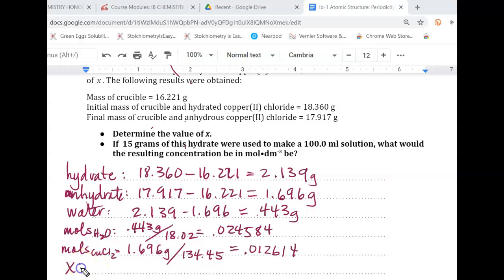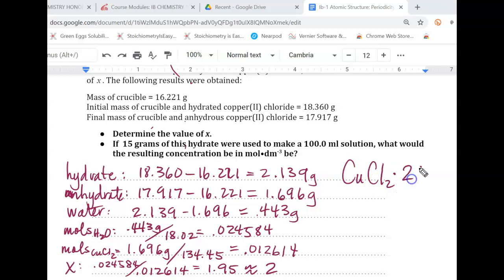Okay, so now I need to know X. To get X, I am going to take the moles of water, 0.024584, and divide by the smallest, which is 0.012614. When I do this, I get 1.95, which is very similar to 2. So that means this is CuCl2·2H2O. Okay, so if X is 2, then I need to actually calculate the concentration.